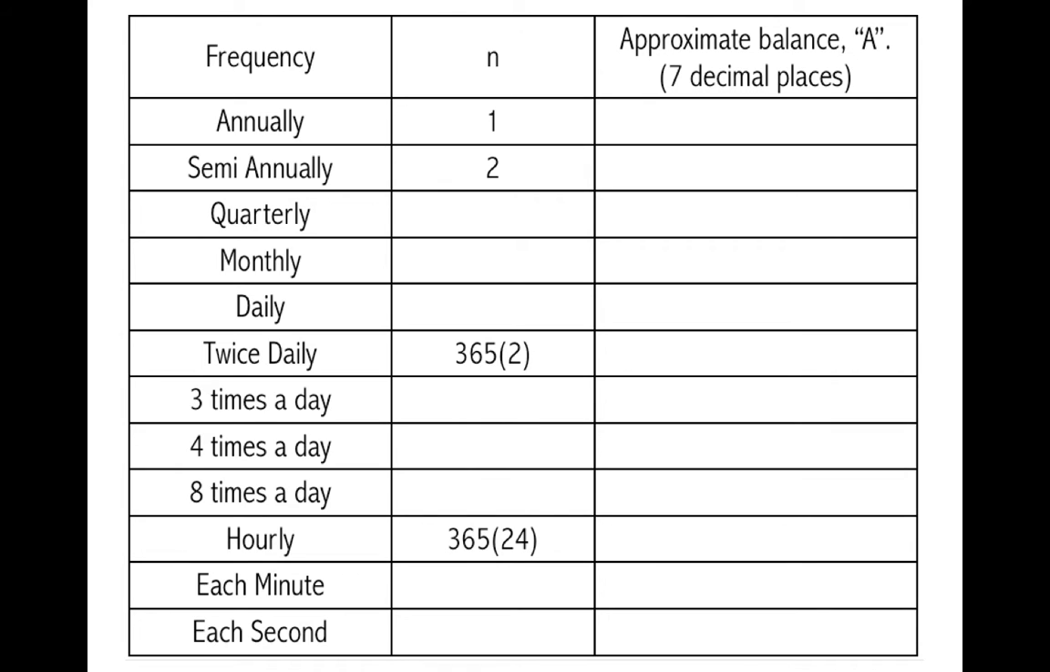What's going to change is the number of times that you're compounding this stuff. So I want you to see what happens when you compound annually, semi-annually, quarterly, monthly, daily, twice daily, 3 times a day, and so on and so forth until you reach each second. So you're going to figure out what that n should be, use the n for that formula, same rate, same principal, and I want you to see what the balance would be after a year. This will take you about 10 minutes or so. So make sure you pause this video, work with a buddy, and see what kind of values you get.